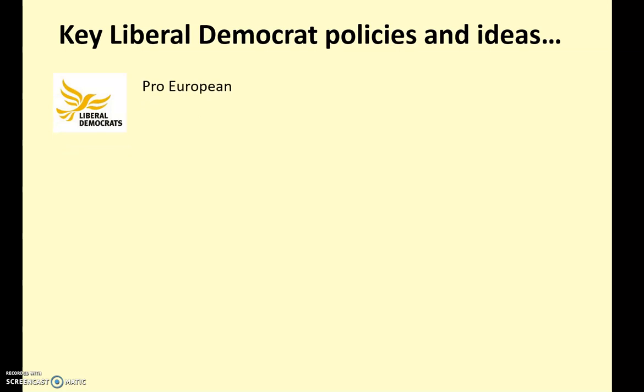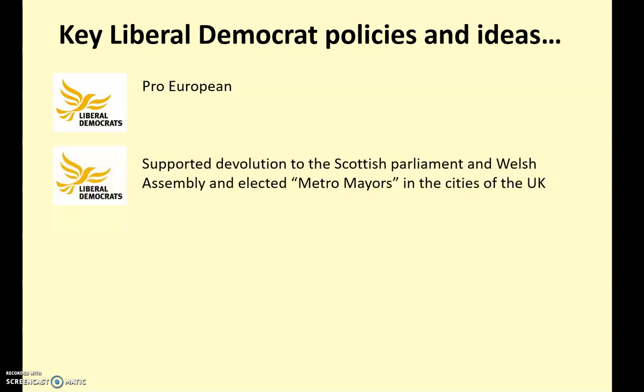This has been throughout. Liberalism tends to believe in international organisations as a way of preventing war and preventing conflict, and Britain should take a full role in this. Liberal Democrats are very supportive of the European Union. They support devolution and the creation of metro mayors in cities of the UK. It's about moving power away from Westminster, making decisions more local, and again, it's about limiting the size of government in Westminster and limiting where power is located.